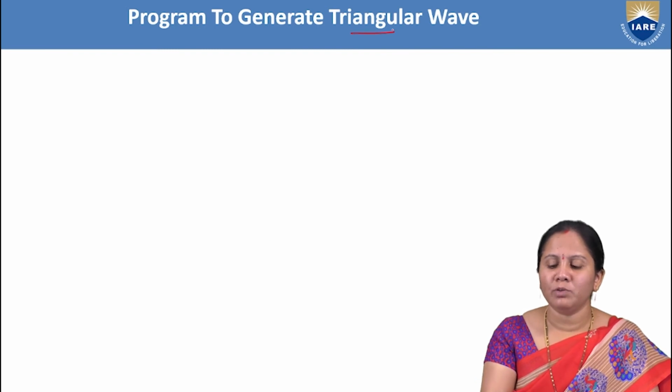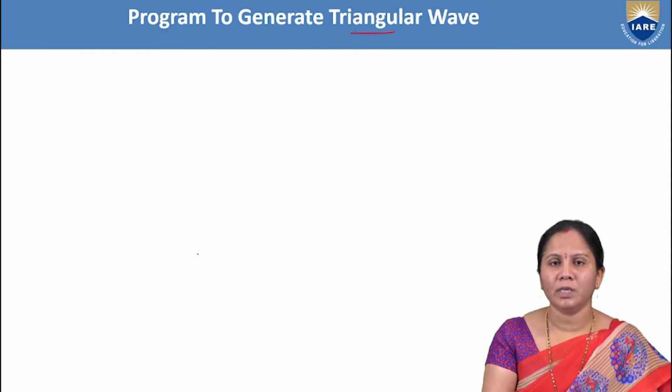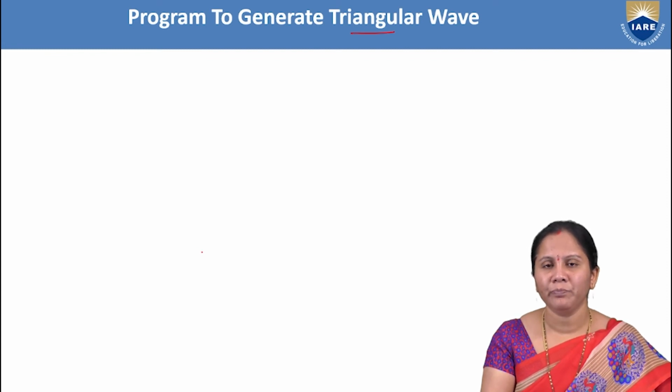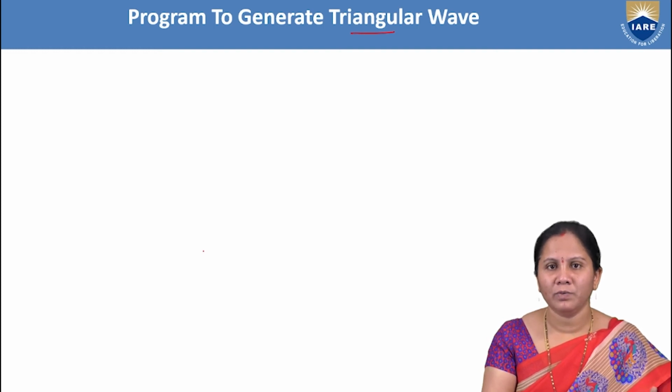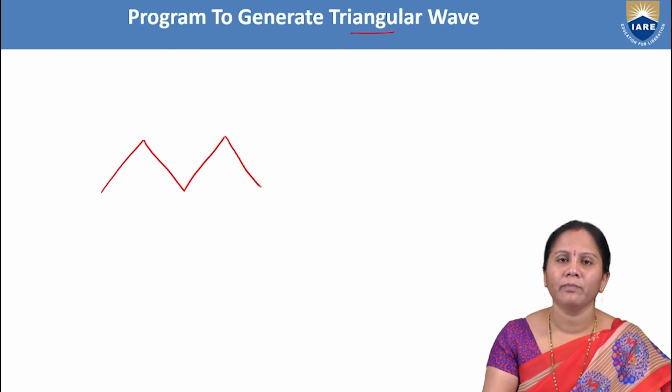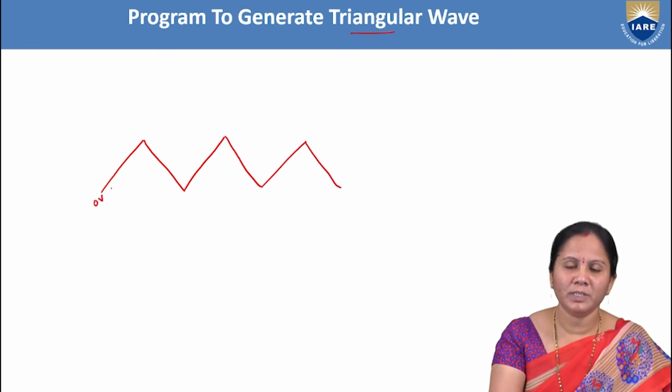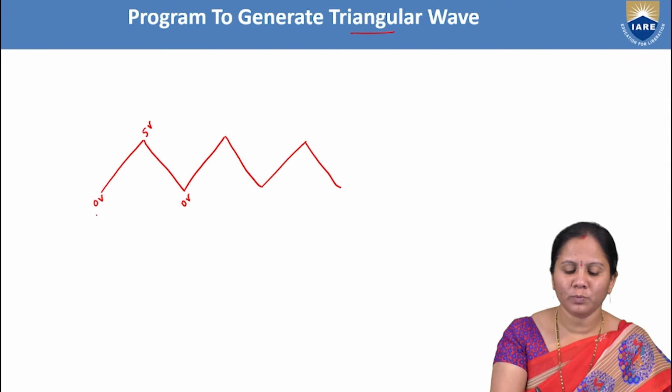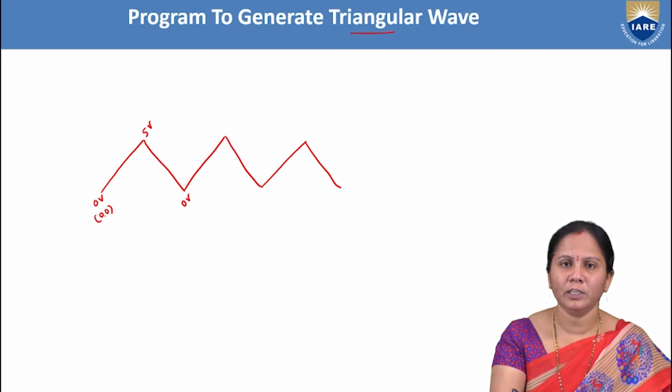And next one is the program to generate the triangular wave. Same here also, we have to consider CWR and the port addresses which we have to use. Triangular wave means generally the triangular wave will be like this. A continuous triangular wave will be like this. The minimum voltage will be 0 volts, and here also the maximum voltage we will consider as 0 volts. As we know, in hexadecimal in the program, 0 volts, as we have discussed previously, should be represented with the 00 value.